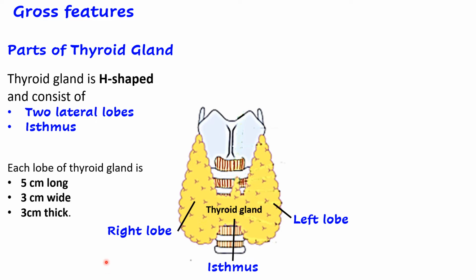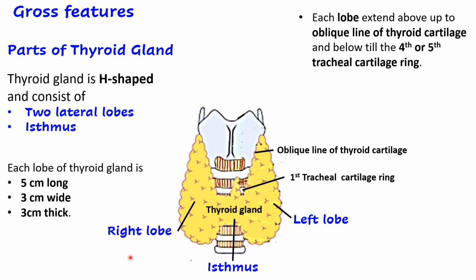Now let us see what is the size of each lobe. So each lobe approximately is 5 cm long, 3 cm wide and 2 to 3 cm thick. As I've already told you, each lobe is going to extend superiorly here till the oblique line of the thyroid cartilage, and below it will extend till the 4th or 5th tracheal cartilaginous ring. What about the isthmus? The isthmus lies in front of 2nd to 4th tracheal ring. So this is the isthmus. This will lie in front of 2nd, 3rd and 4th tracheal cartilaginous rings.